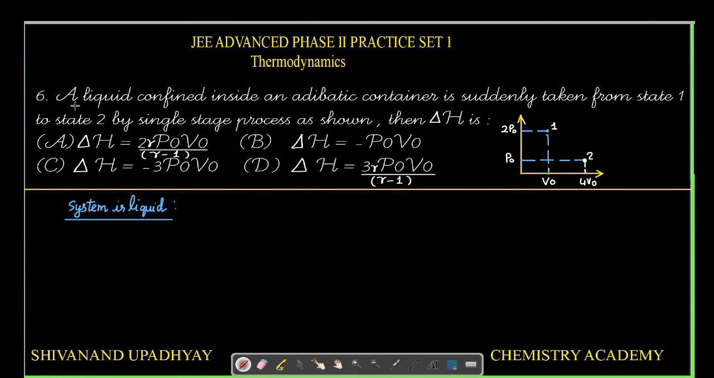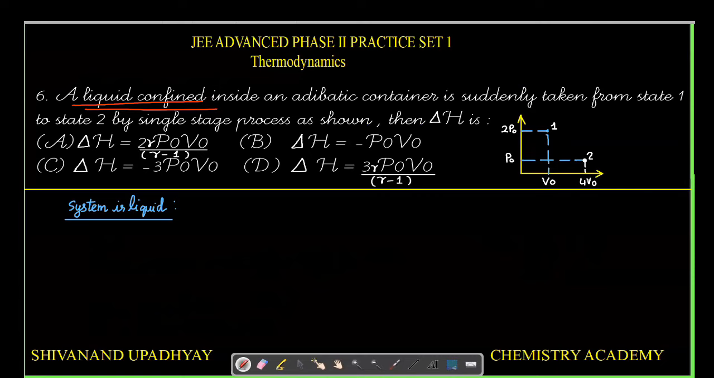Question number 6. A liquid confined inside an adiabatic container is suddenly taken from state 1 to state 2 by a single stage process as shown. Then delta H is. So most of the students don't read what the system is, right? Here the system is liquid, it is not gas. So for a liquid confined in this adiabatic container, I can apply the first law of thermodynamics.